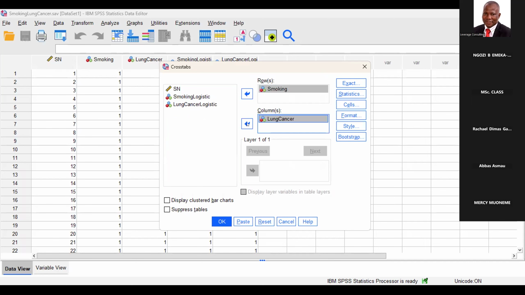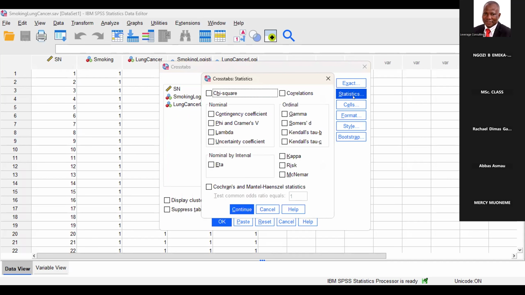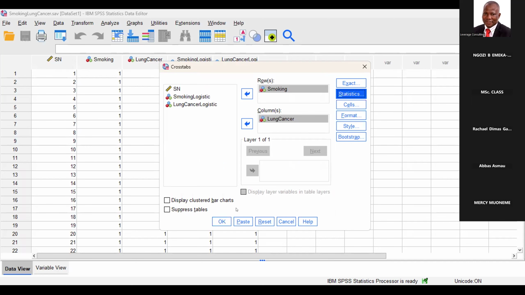Now go to Statistics. Click on it, you double click on it. So you look for Risk, you see it at the lower right border. After that, you click Continue.